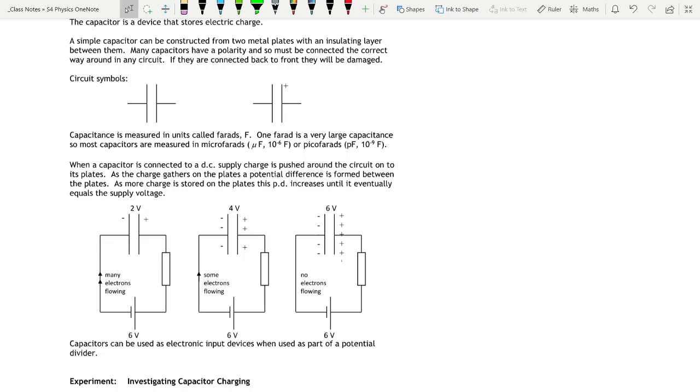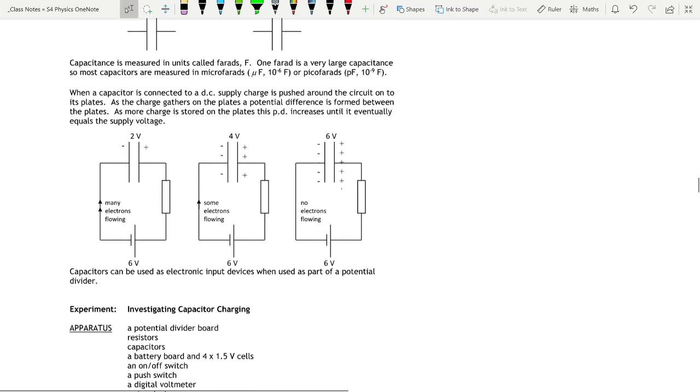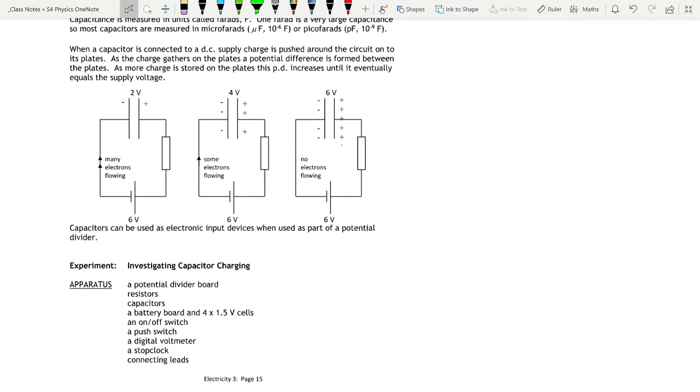Okay, so if you connect a capacitor to a DC supply, so a battery or a cell, the charge is pushed around the circuit onto its plates. And when the charge gets to the plates, some gets left on the plates and stays there. So basically, some remain on the plates and some carry on going. And then each time the charge goes round, more and more builds up on the plates.